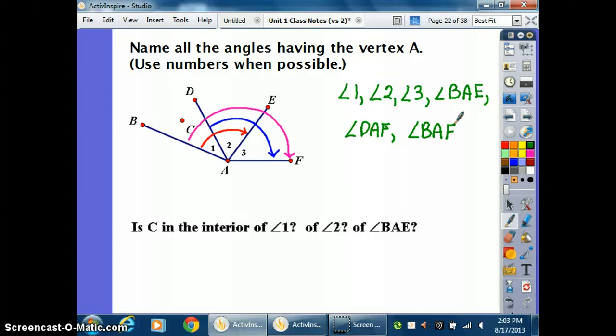Now another question you'll be asked in tonight's homework is about interior, exterior, and on the angle. It says, is the point C in the interior of angle 1? So focus on angle 1. You see the rays AB and AD making it up. Is C in the interior? Yes, it's in between those two rays. So the answer is yes.